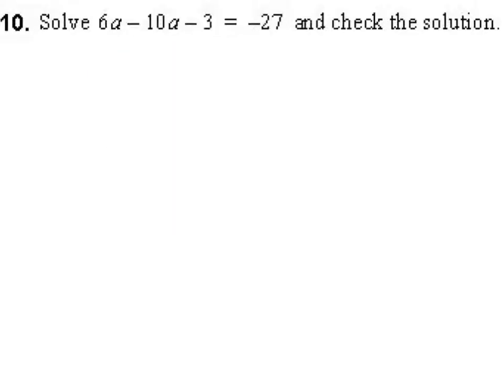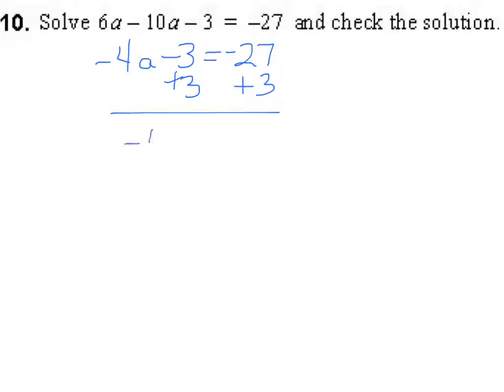Again, they want us to solve and check the solution. If I have 6a and I subtract 10a, I'll combine my like terms and have negative 4a. And I'm just copying down the rest of the equation for now. The next thing I can get rid of is my minus 3. So to undo minus 3, I'm going to add 3 to both sides of the equation. So I have negative 4a equals negative 24. Then to get rid of the negative 4, I'm going to divide both sides by negative 4.